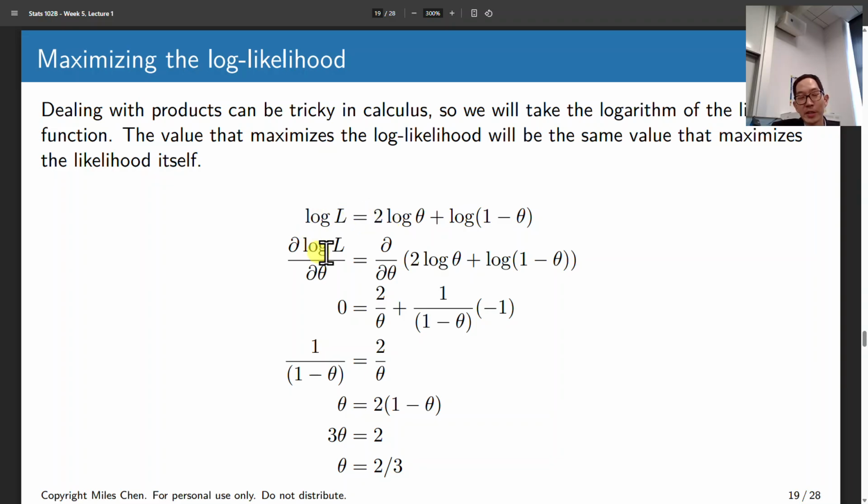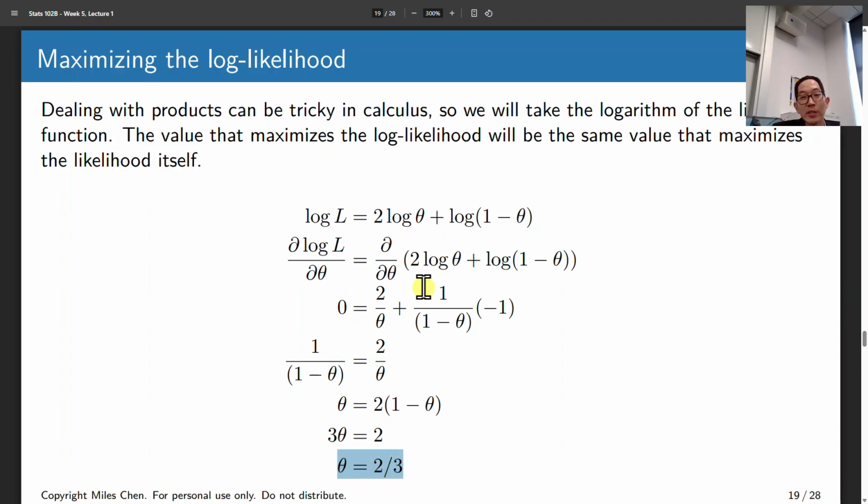We've taken the log. Now to maximize, you take the derivative, set it equal to 0, and solve to get your critical points. The derivative of 2 log theta plus log(1 minus theta) is 2 over theta plus 1 over (1 minus theta) times negative 1, because of the chain rule. Then solving for theta, you get 1 over (1 minus theta) is equal to 2 over theta. Then you get 3 theta is equal to 2, and therefore theta is equal to 2/3.